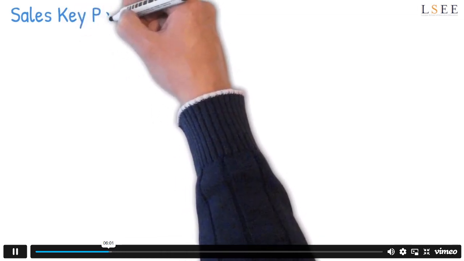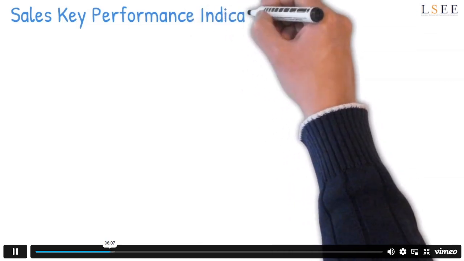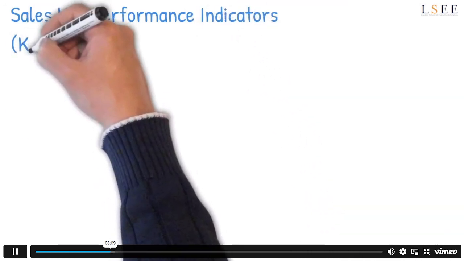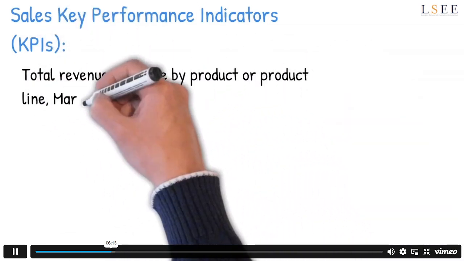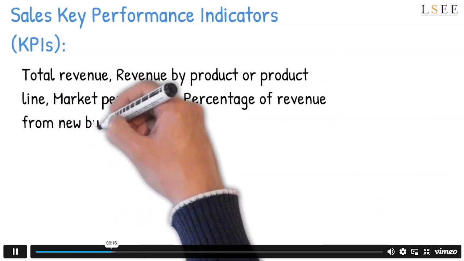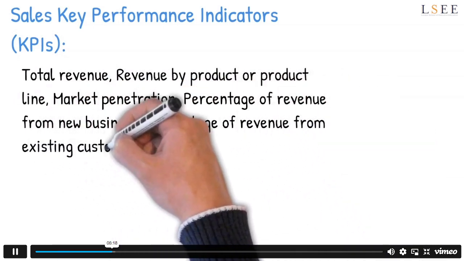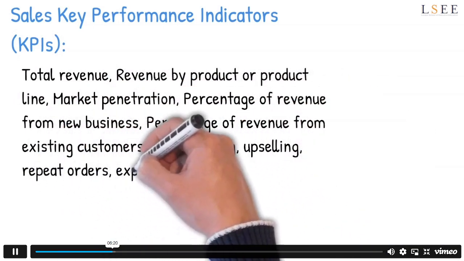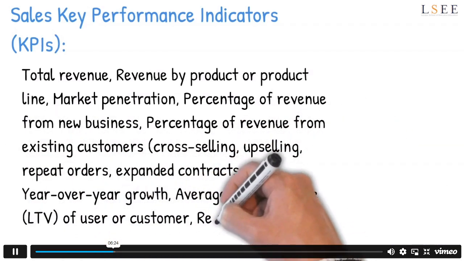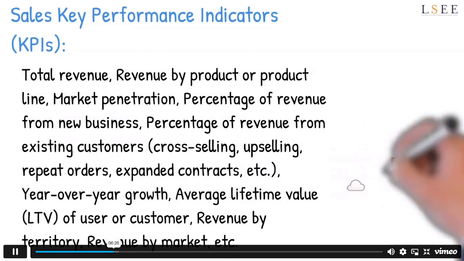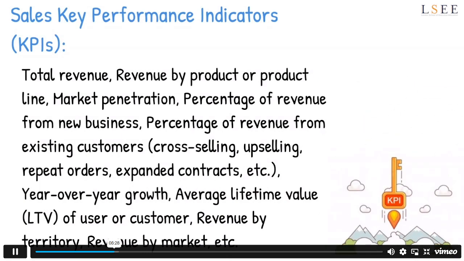Some of the most important metrics for your business to keep track of are: Sales Key Performance Indicators, KPIs. Total revenue, revenue by product or product line, market penetration, percentage of revenue from new business, percentage of revenue from existing customers, cross-selling, upselling, repeat orders, expanded contracts, etc., year-over-year growth, average lifetime value, LTV, of user or customer, revenue by territory, revenue by market, etc.